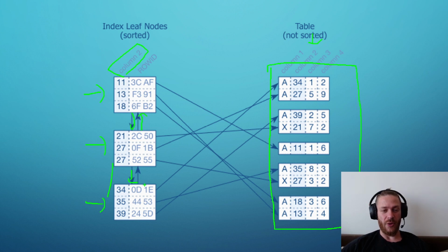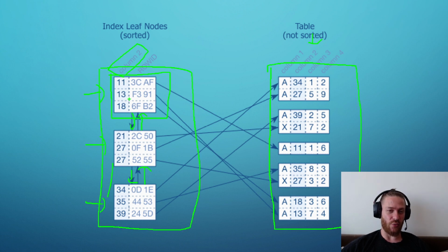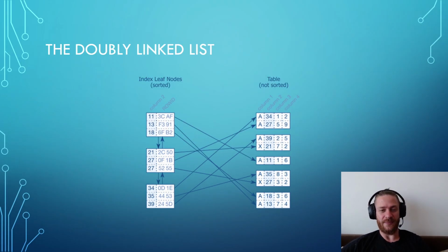Each node knows the previous and the next one, and the data is sorted both in the nodes and between the nodes. We can see that we have 11, 13, 18 in the first node, which is sorted, and then we have 21, 27, 27 in the second node, which is again sorted. Both these nodes are also sorted.